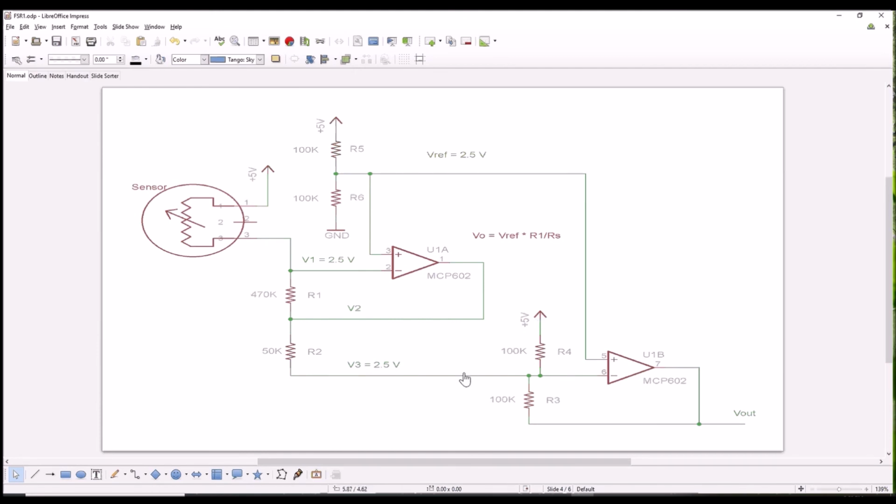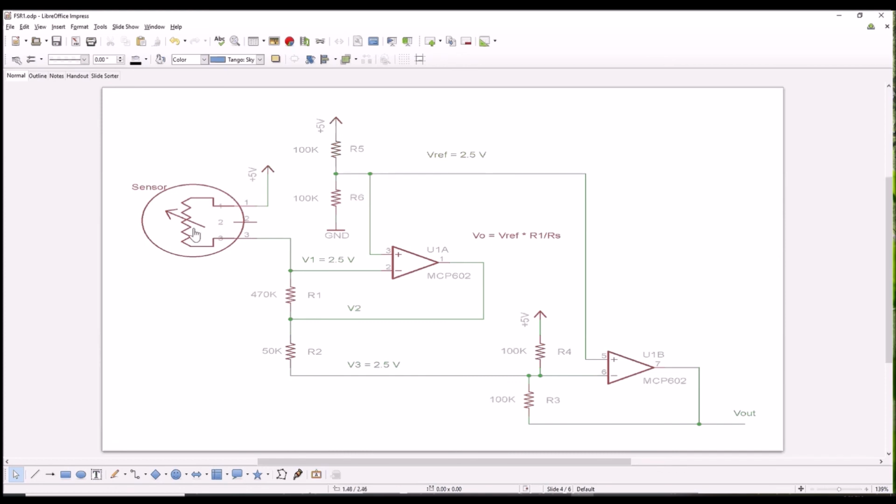Since R3 and R4 are the same value, the output voltage needs to go to 0 volts to keep the negative input at 2.5 volts. So now, with no load, we have 2.5 volts at the output of the first stage, but we have 0 volts at the output of the second stage, which is exactly what we want. No load and 0 volts.